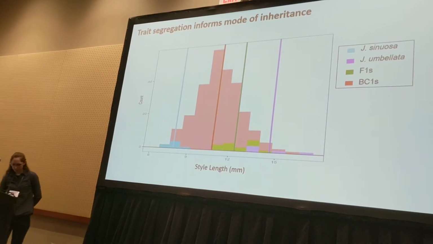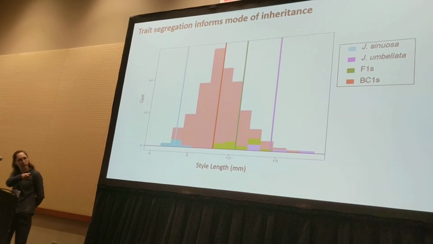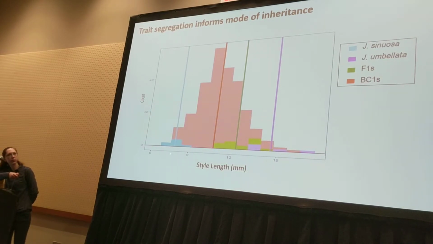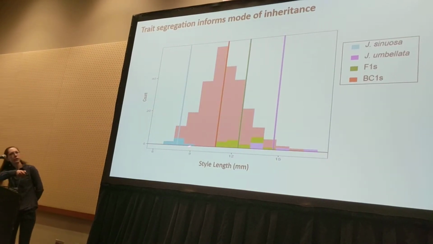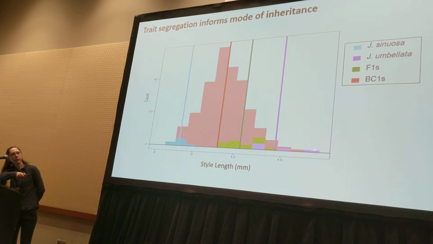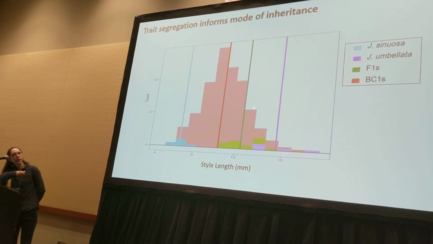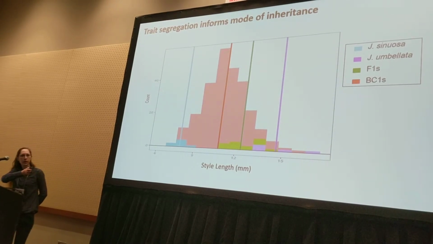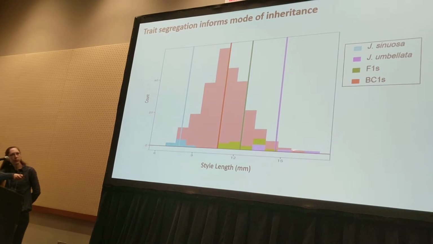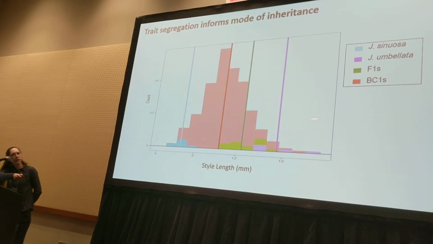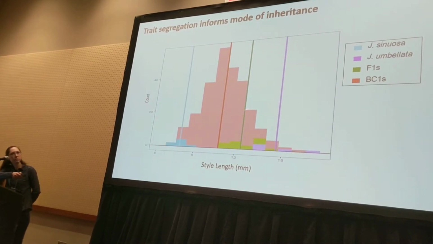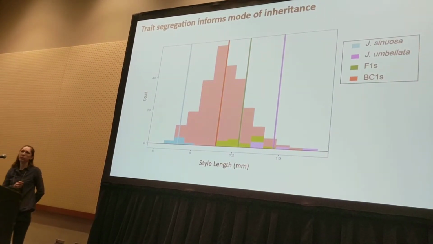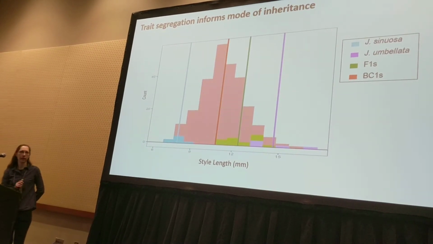So in this particular example I'm showing you is style length. On the y-axis we have the number of individuals that show style length of a certain value. Here in the blue we have one parent, and the purple we have the other parent. Green is the F1s, and the red show the distribution in our backcross individuals. So this pattern right here, where we have divergence in the two parents, the F1s intermediate, and the backcross ones unimodally distributed with a mean in between the F1s and the recurrent parent, this is indicative of primarily additive effects underlying our trait of interest.